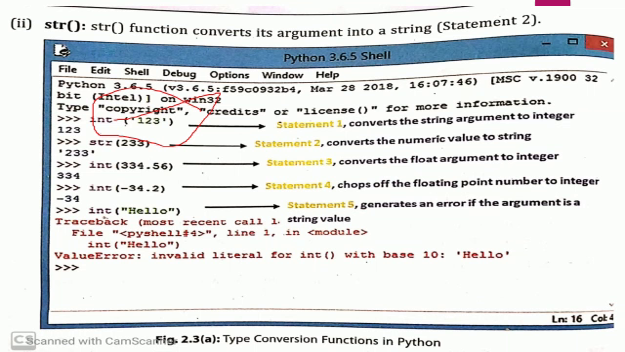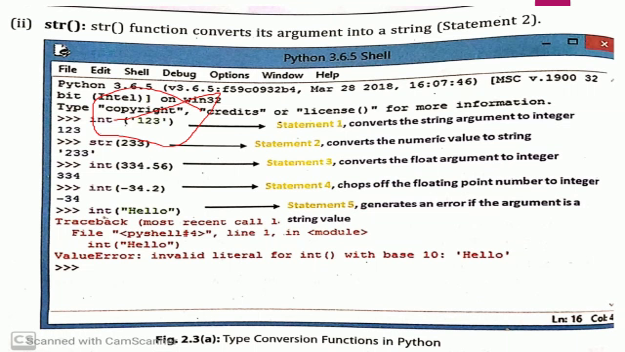So str of 233 again. This 233 should be converted to a string. A string will always be enclosed in single quotes. So as the output we get 233 enclosed in single quotes. Then again we have int of 334.56. Integers are those numbers which are whole numbers. It will not have a fractional part. So here 334.56 is converted to 334.